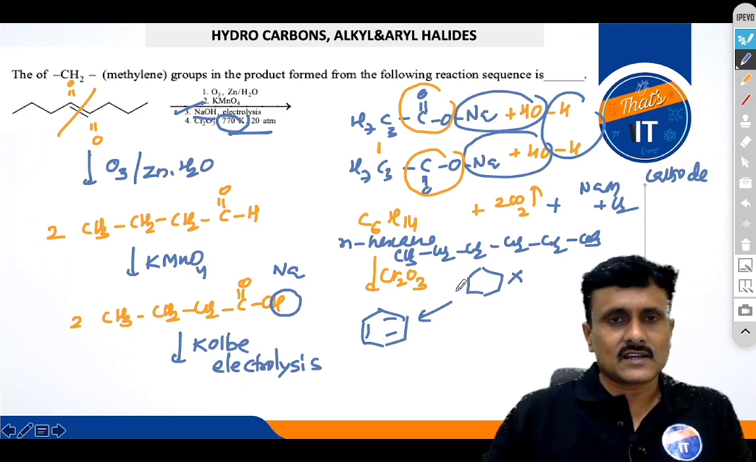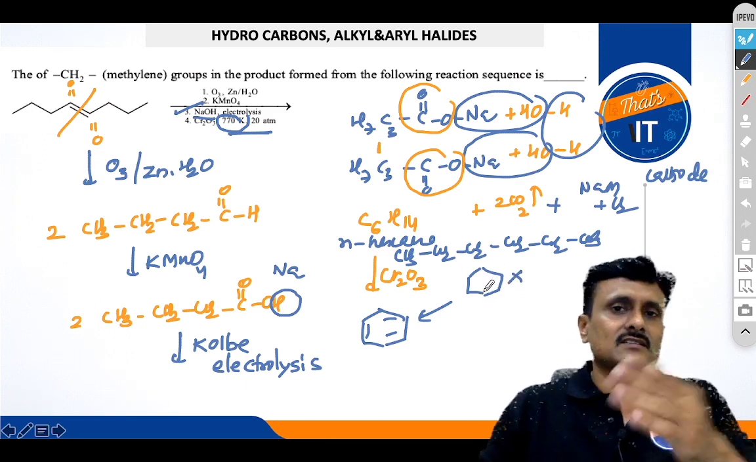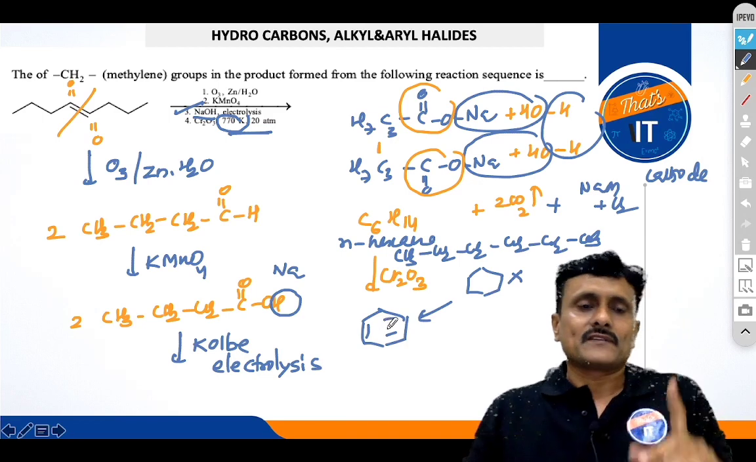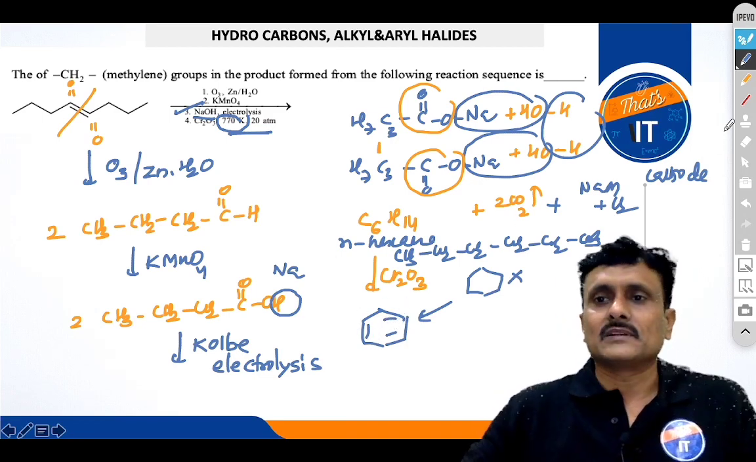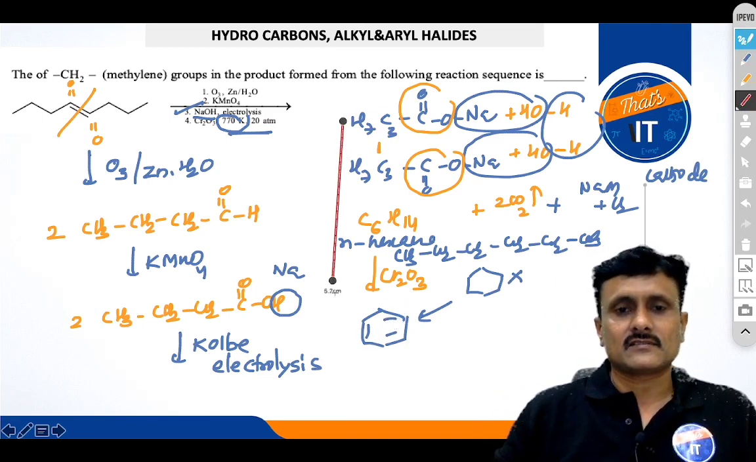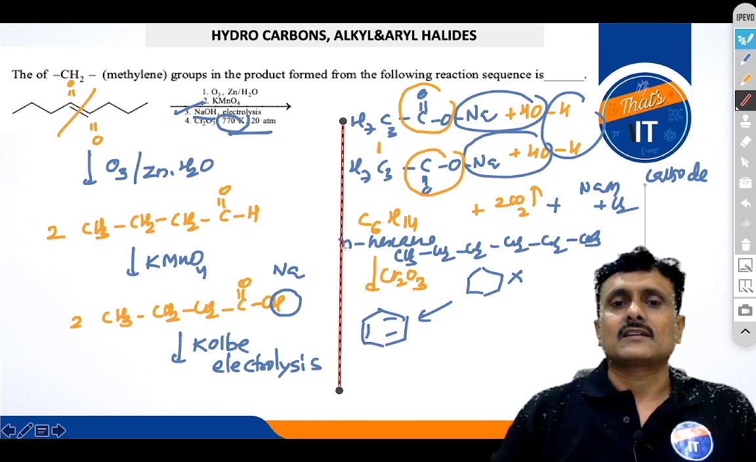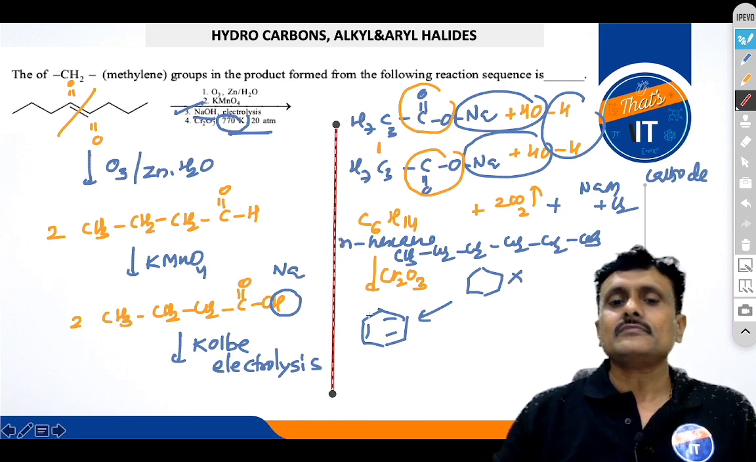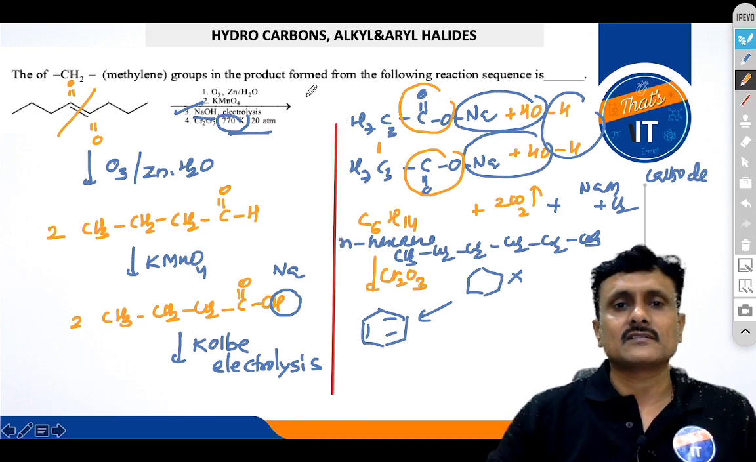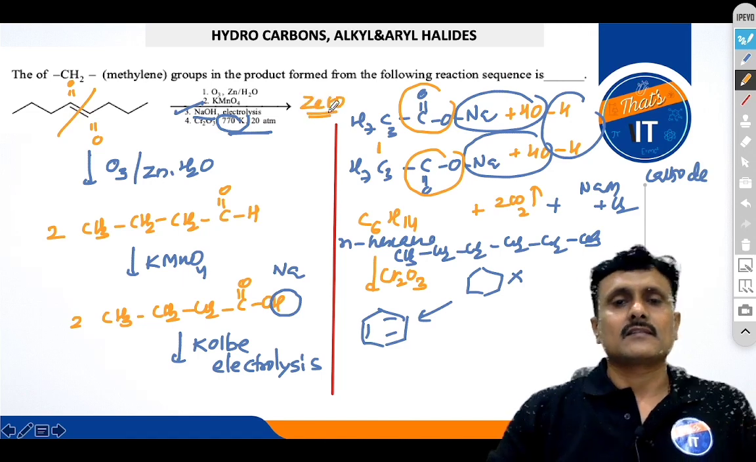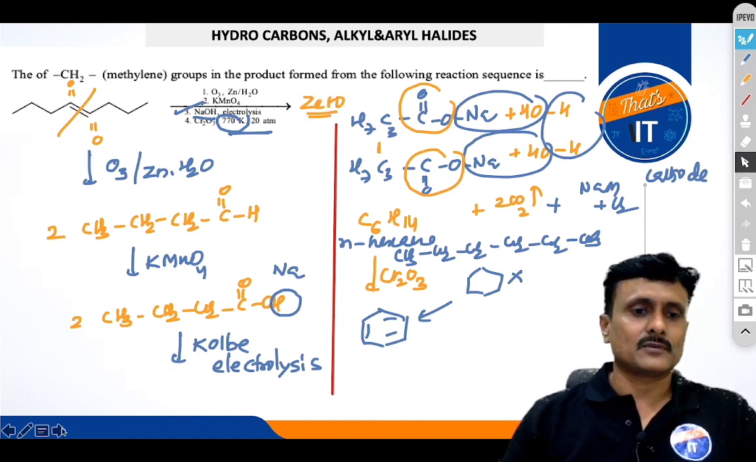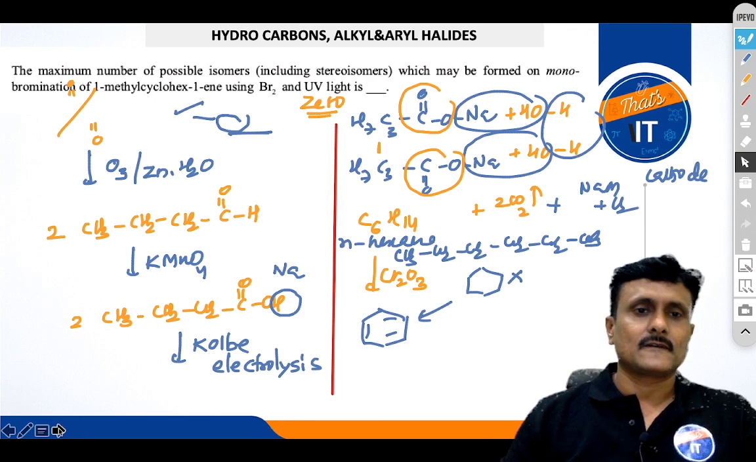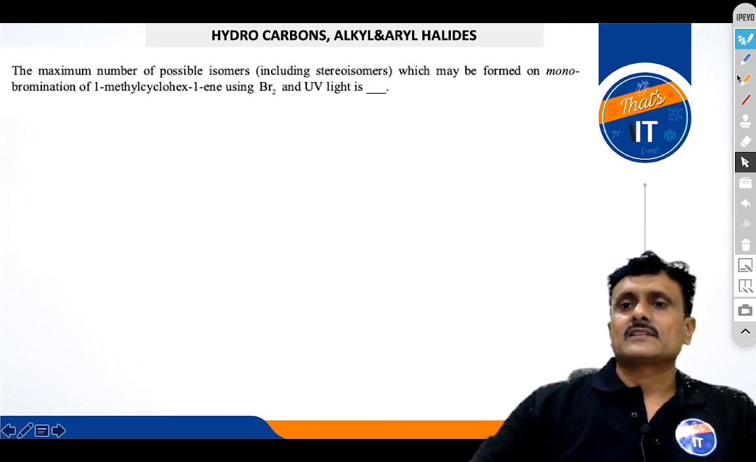Hence the final product is benzene but not cyclohexane. So if cyclohexane were the product, then the answer would have been 6. But since you get benzene, the number of methylene groups in this product, that is benzene, is 0. So the answer is none. Alright, one of the important questions asked in recent times. Now let's see the next question.